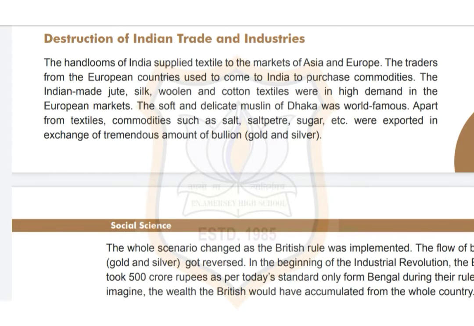The handlooms of India supplied textile to the markets of Asia and Europe. The traders from the European countries used to come to India to purchase commodities. The Indian made jute, silk, woolen, and cotton textile were in high demand in the European markets. The soft and delicate muslin of Dhaka was world famous. Apart from textile, commodities such as salt, saltpeter, sugar, etc., were exported in exchange of tremendous amount of bullions, that is, gold and silver.